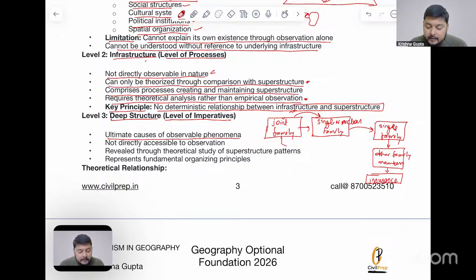So here we see that the destruction of one family system, the joint family, and the resurgence of the insurance system came about as a part of the propaganda done by certain people who are involved as a part of the deep structure. Okay, now the next part. It is not directly accessible to observation. It cannot be directly observed, but it is seen as a part of the propaganda which is run in society. It is revealed through the theoretical study of superstructure patterns.